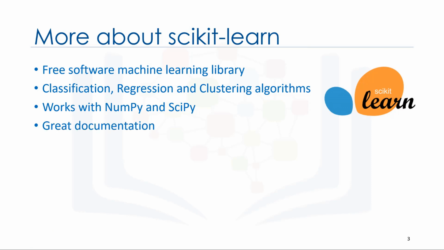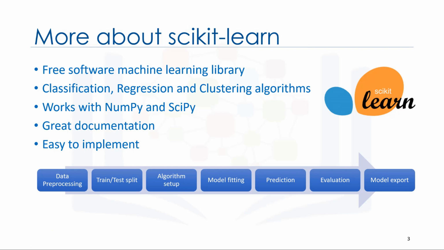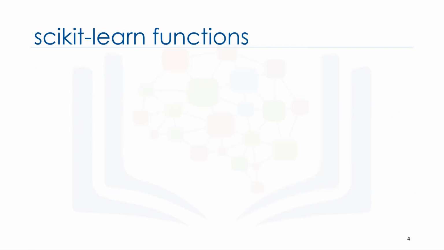Also, it includes very good documentation. On top of that, implementing machine learning models with Scikit-learn is really easy with a few lines of Python code. Most of the tasks that need to be done in a machine learning pipeline are implemented already in Scikit-learn, including pre-processing of data, feature selection, feature extraction, train-test splitting, defining the algorithms, fitting models, tuning parameters, prediction, evaluation, and exporting the model. Let me show you an example of how Scikit-learn looks when you use this library.